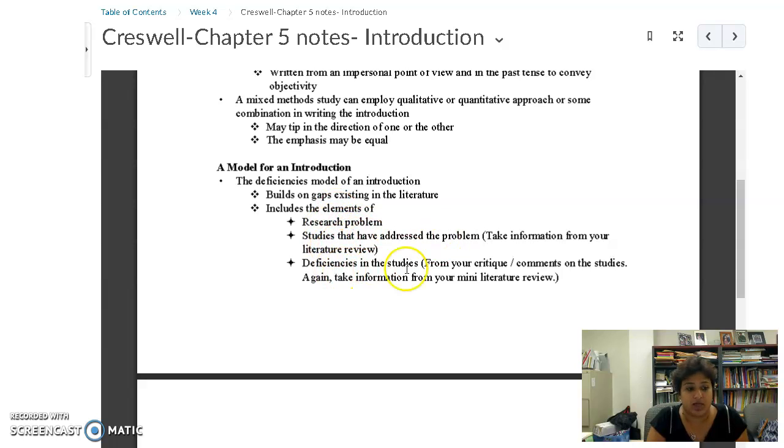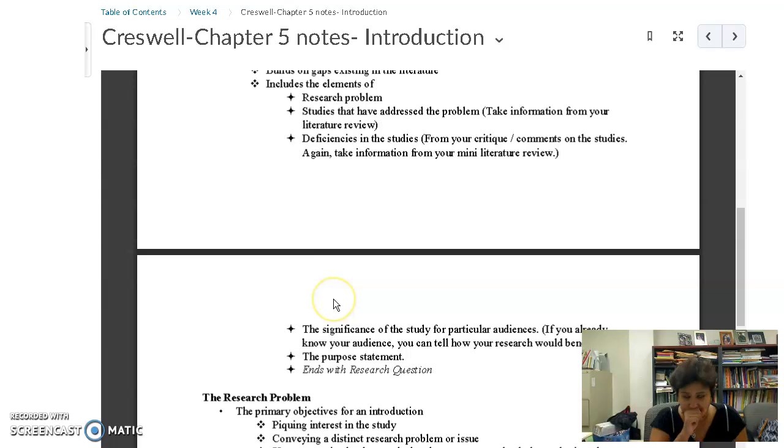So your model for an introduction builds a gap, and includes elements such as the research problem, the deficiency, the significance of the study, the purpose statement, and ends with the research question. It's going to be one or two paragraphs, and you're going to use all those components to write the introduction. The way it will be graded is, does it have all of those points?